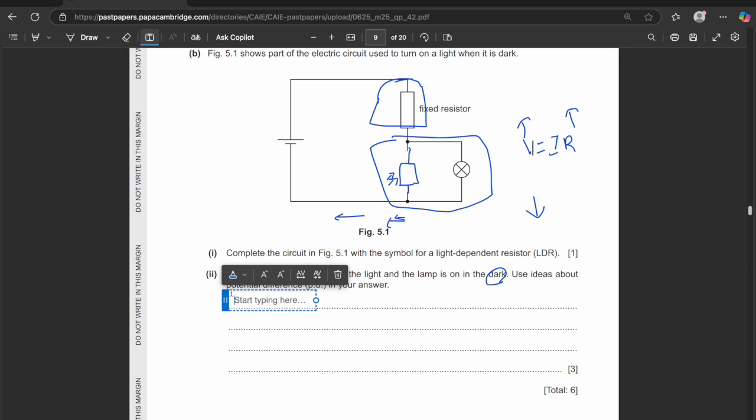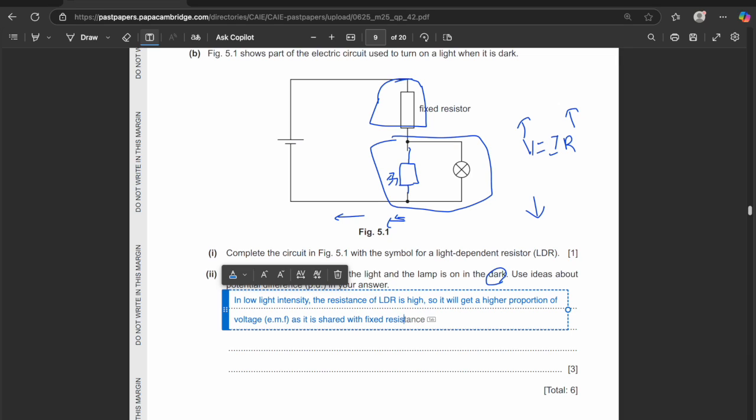So you can say first is something like in low light intensity, the resistance of LDR is high, so it will get a higher portion of voltage, EMF, as it is shared with the fixed resistor. So they are in what? Series connection.